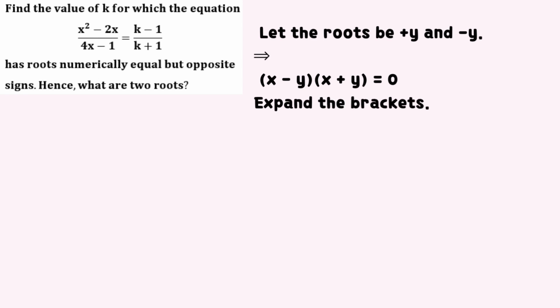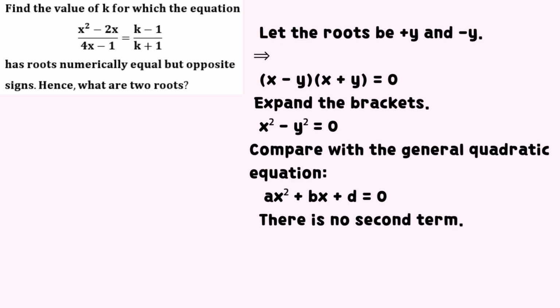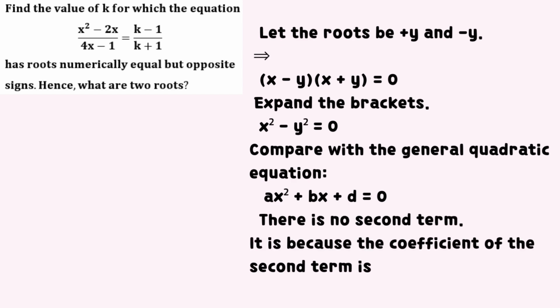Let the equal roots but opposite signs of the given equation be positive y and negative y. The product of the factors of these roots of the equation equals 0. We expand the brackets to obtain that x squared minus y squared equals 0.